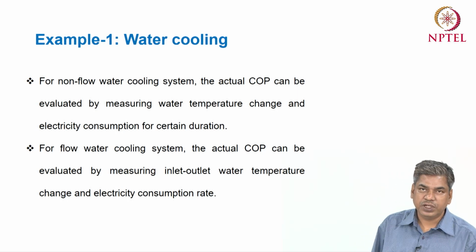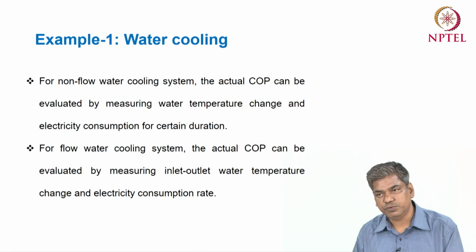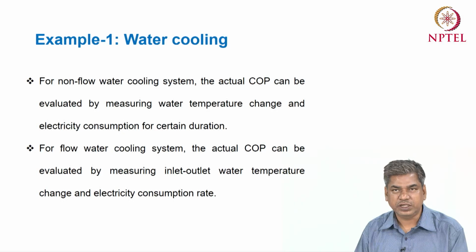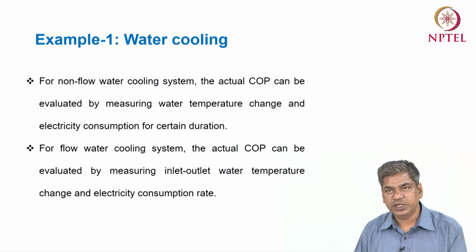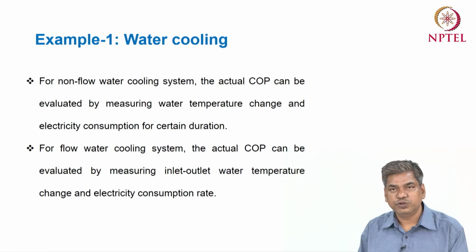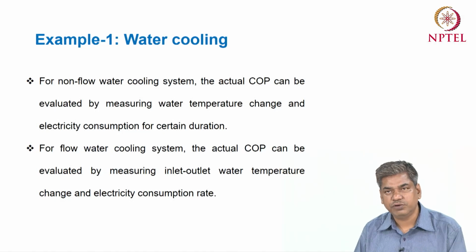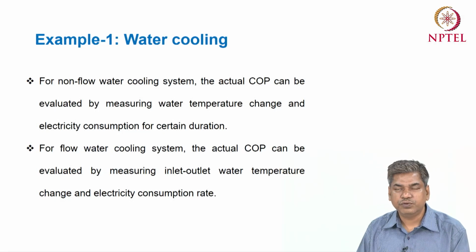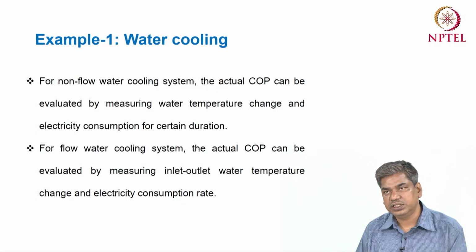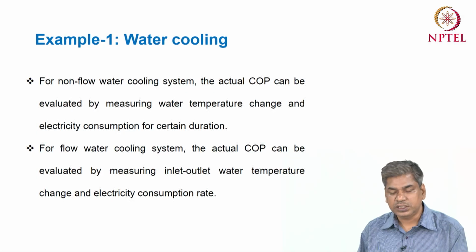In the case of the flow water cooling system, the water flows through the evaporator with a certain mass flow rate. Here you have to measure the inlet temperature, the outlet temperature, and the mass flow rate of the water, so that we can determine the cooling capacity of the water cooler. We also have to measure the electricity consumption rate. The actual cooling capacity divided by the electricity consumption rate gives the actual COP for this type of water cooler.